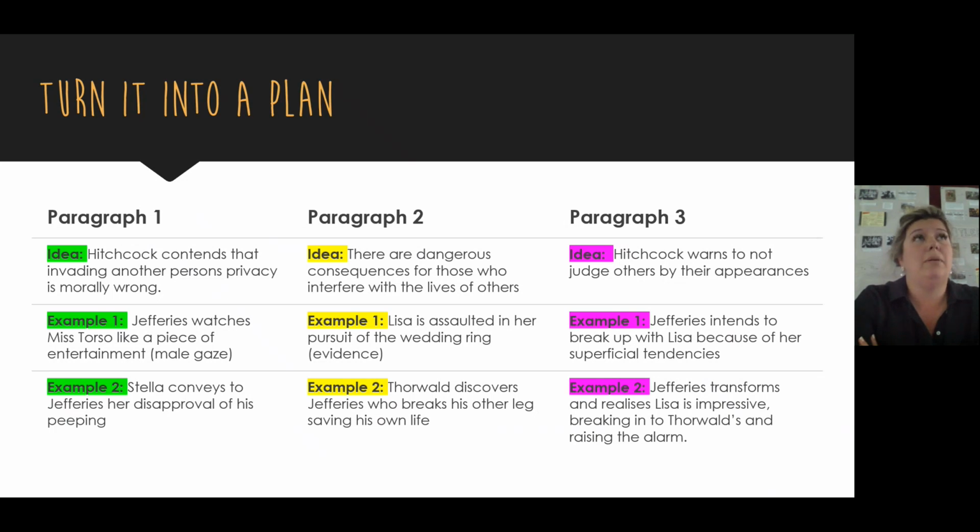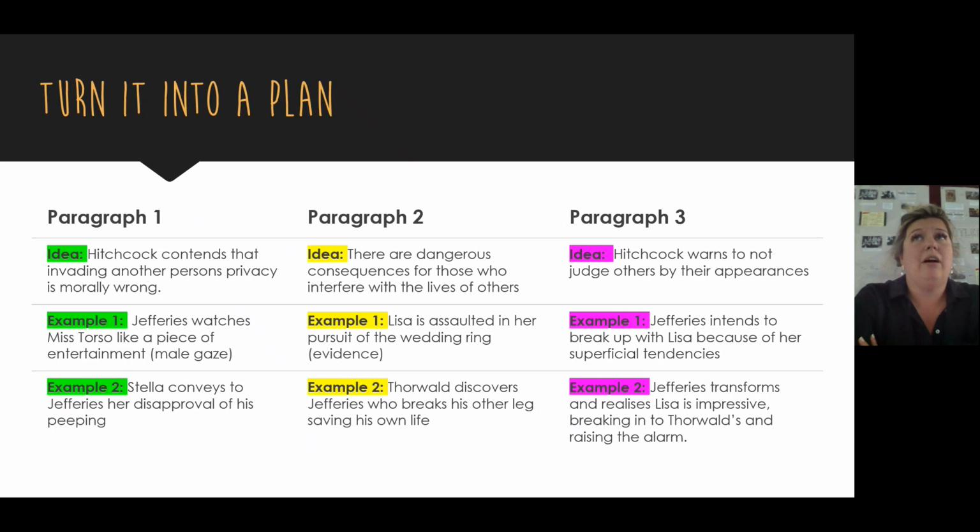Now, remember back to my unpacking I did before, I said about privacy. My examples that I'm going to use in this paragraph are Jeffries watching Miss Torso as a piece of entertainment, and the way that Stella conveys to Jeffries that she disapproves of his peeping. So I'm going to use 2 examples that work together.